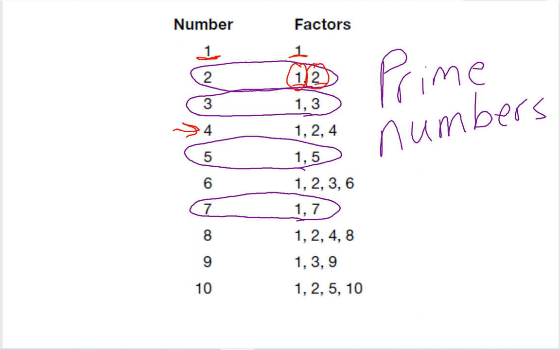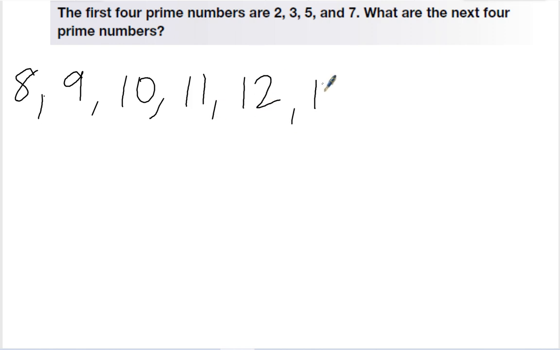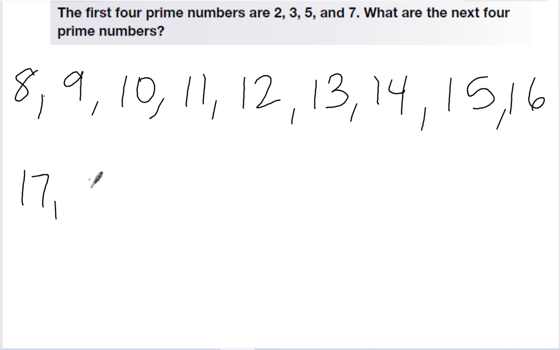Okay, so here it says the first 4 prime numbers are 2, 3, 5, and 7. What are the next 4 prime numbers? To figure this out, we're going to list just the next set of numbers after 7. So we have 8, 9, 10, 11, 12, 13, 14, 15, 16, 17, 18, 19, and 20.